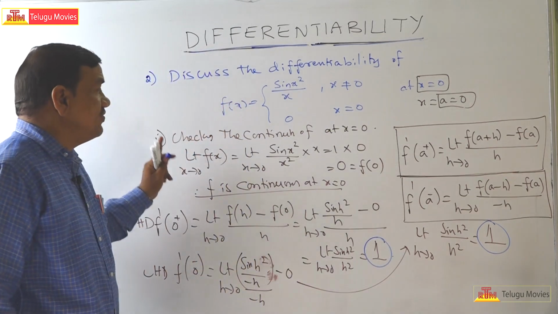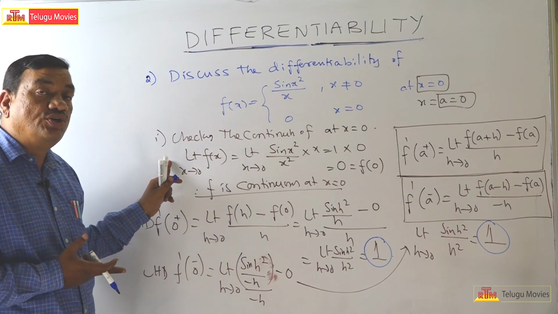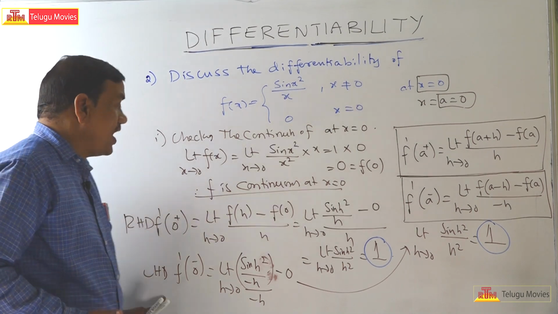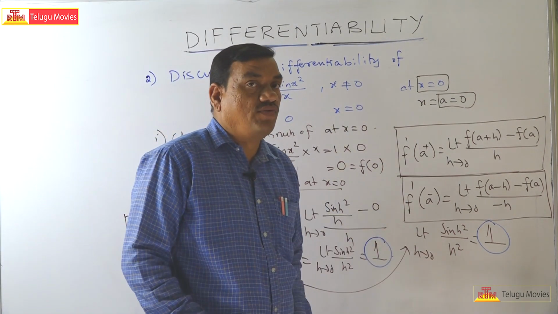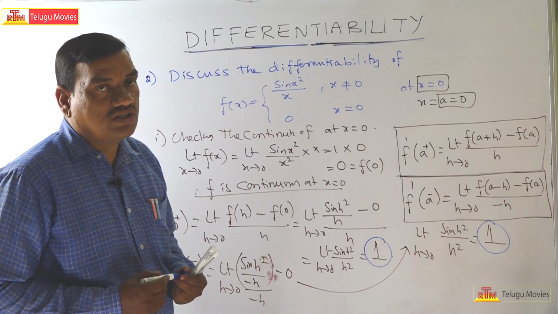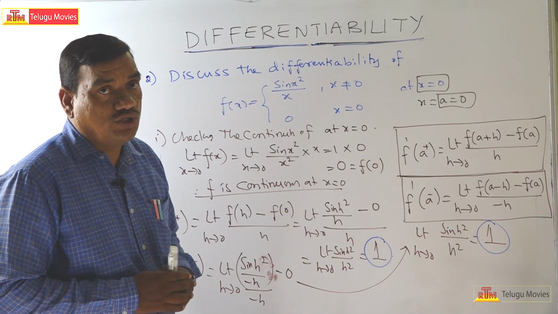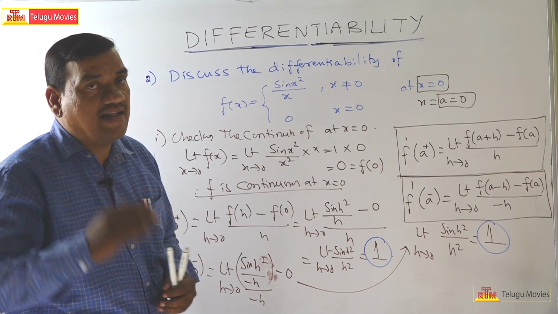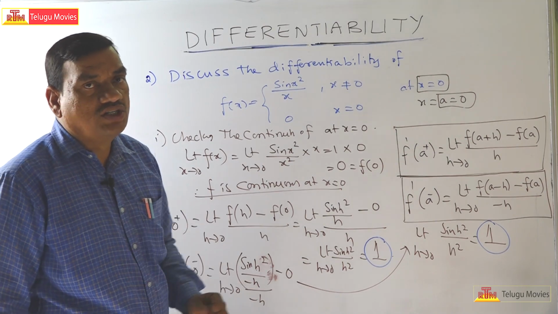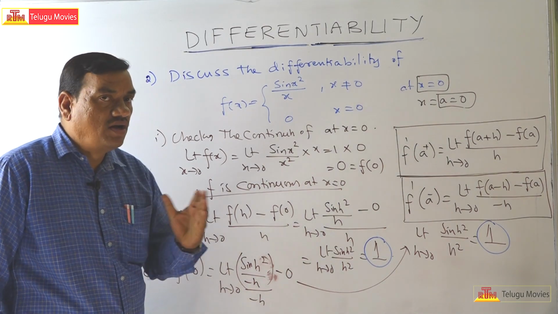Understand this? First I checked the continuity of that function at x is equal to 0. Afterwards, I found out the right hand side derivative and left hand side derivative. Both are equal, therefore, the function is continuous and differentiable at x is equal to 0. That means we can draw the tangent at x is equal to 0 for that curve. I hope that you understand this solution. Let us go for the next problem.